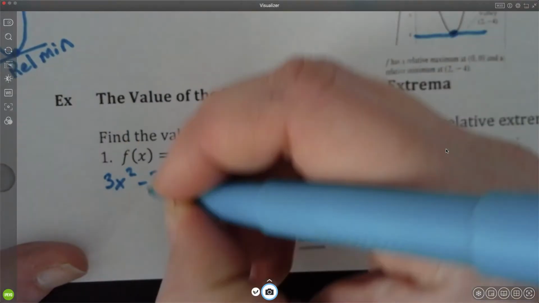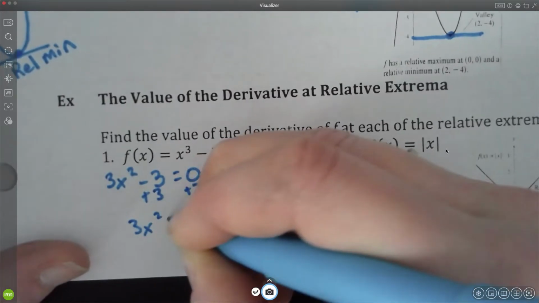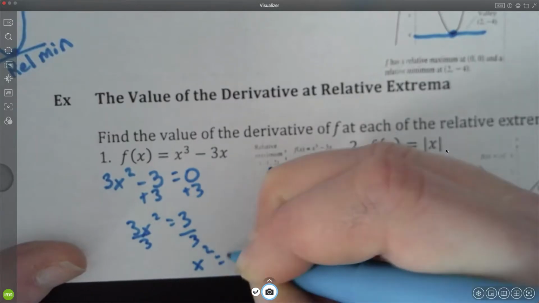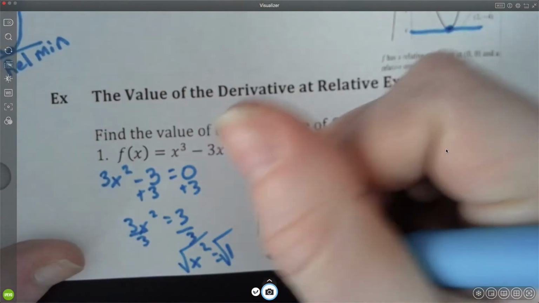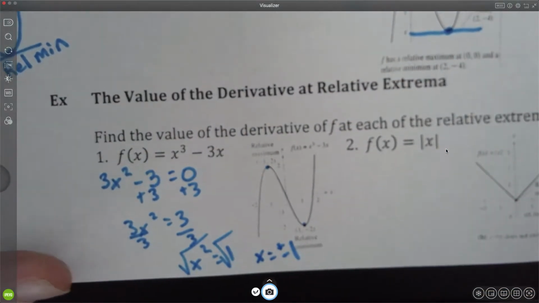So I would add 3 to the other side. 3x squared equals 3, and then divide by 3. So you have x squared equals 1, right? And then I take the square root. And what is the square root of 1? Plus or minus 1, right? So I know that I'm going to have a high or a low point at 1 and negative 1, right? And you can see that from the graph.